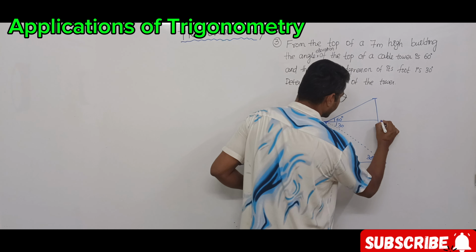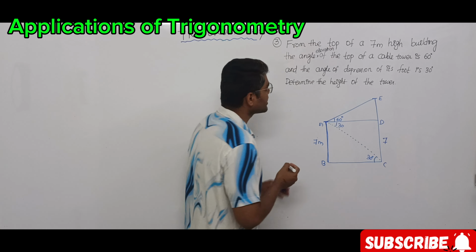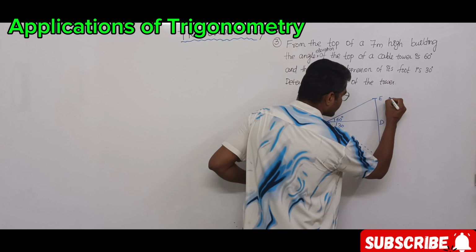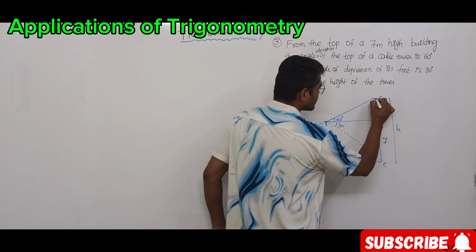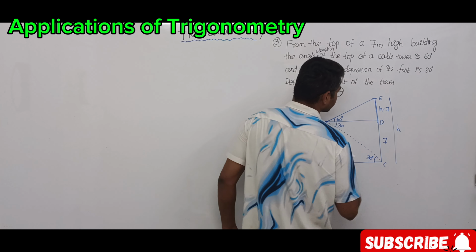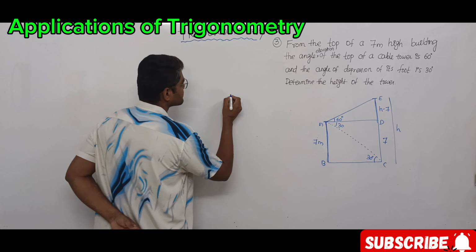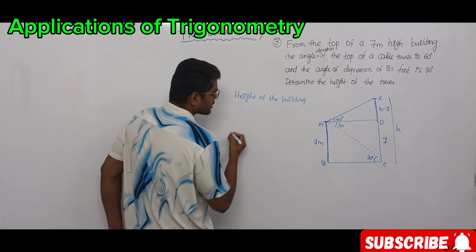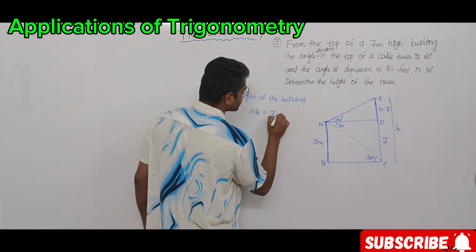Let it be CD. This is E. Now the height of the cable tower is CE. Let it be H. Now this becomes H minus 7. Write the given information. Height of the building is AB, that equals 7 meters.